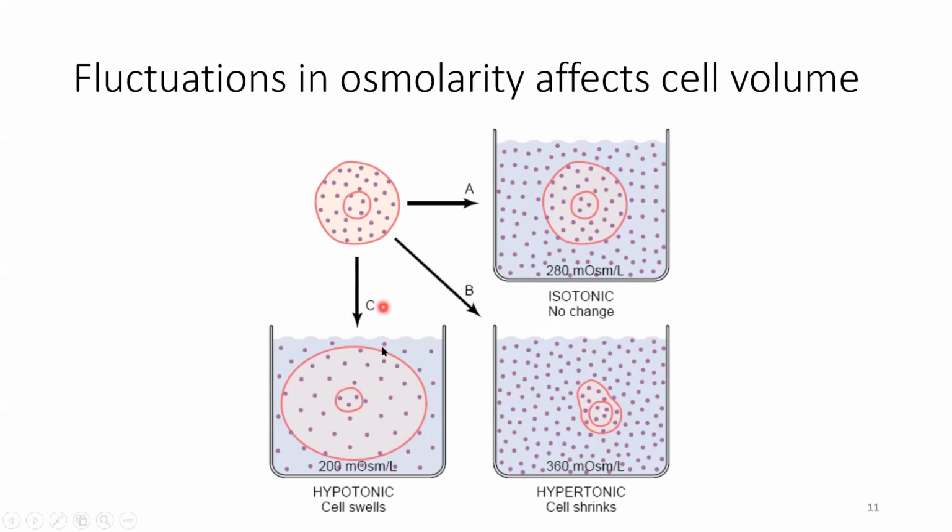And C follows the same principle. If you put the cell in a hypotonic solution, the reverse would happen. The outside of the cell has less amount of solutes per water, and water is more. Here, the water will find that the solutes are more inside, so it will just enter the cell and swell it up, decreasing its osmolarity to 200. I hope this simple but very important concept is clear, because we are going to build on this in the next slide.